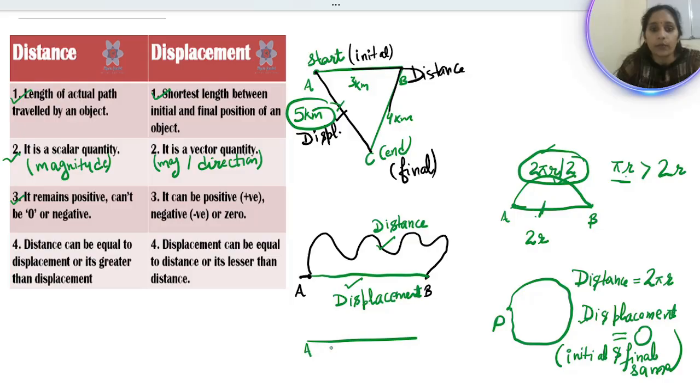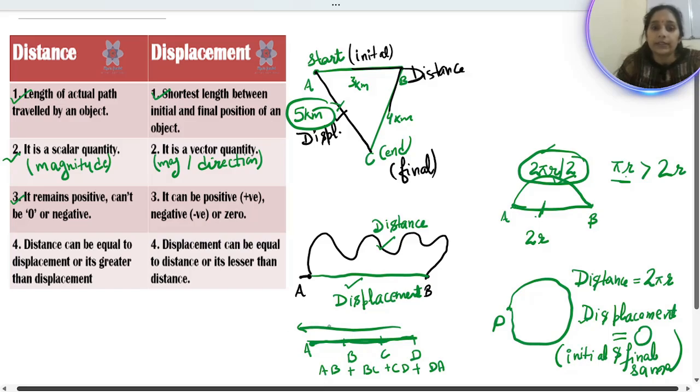The object started from point A, reaches B, then C, after that D, and then comes back to the point A. In this case, the distance is AB plus BC plus CD, then after that DA. But the displacement is 0. Why is it 0? The object started from A and reached back to A. That means initial position and the final position are the same.